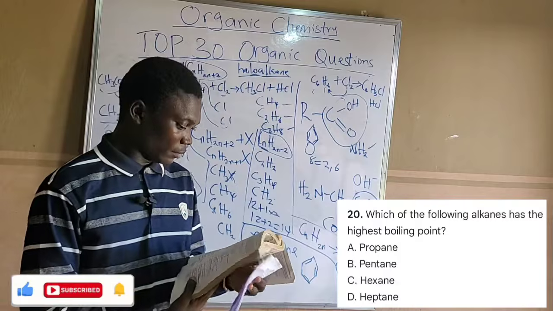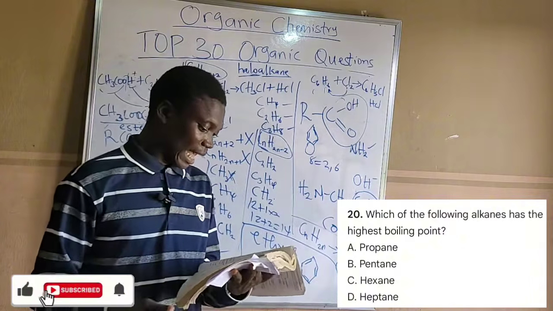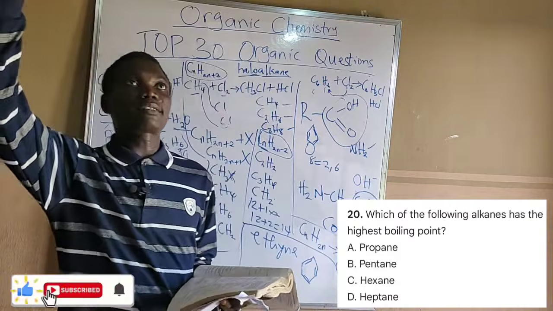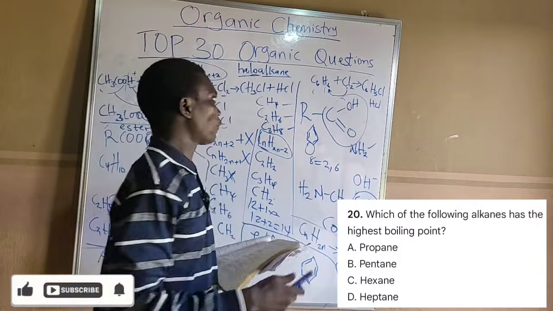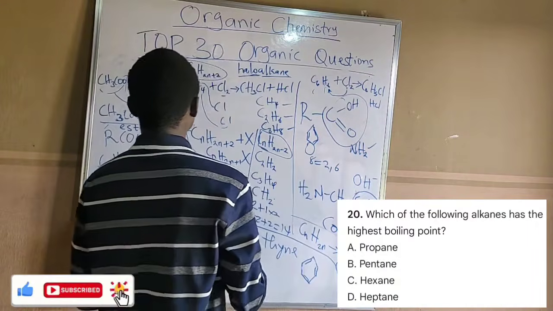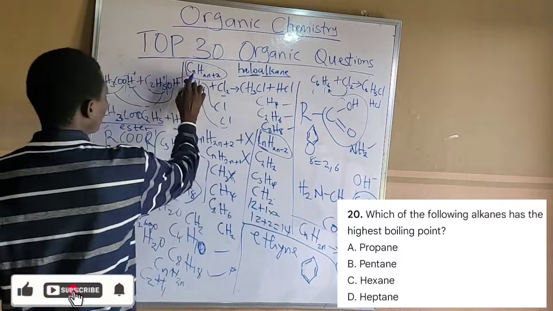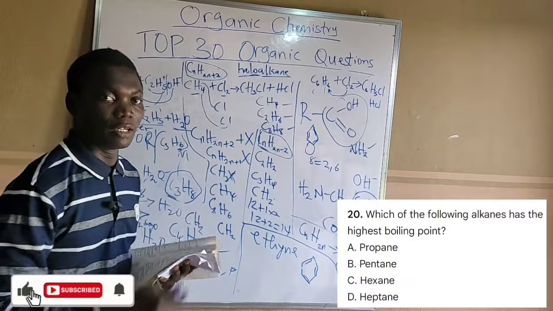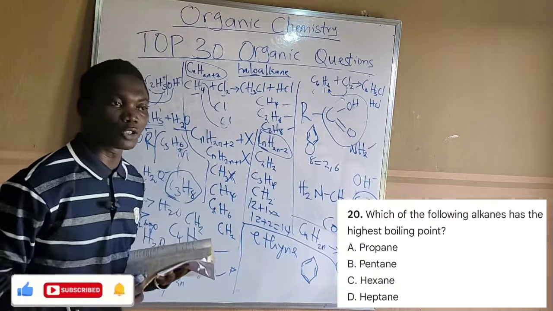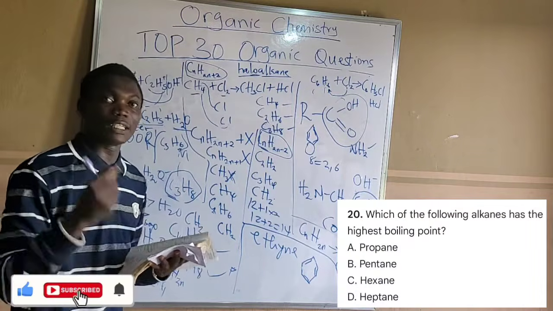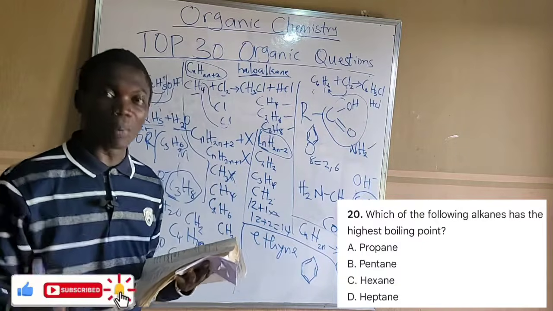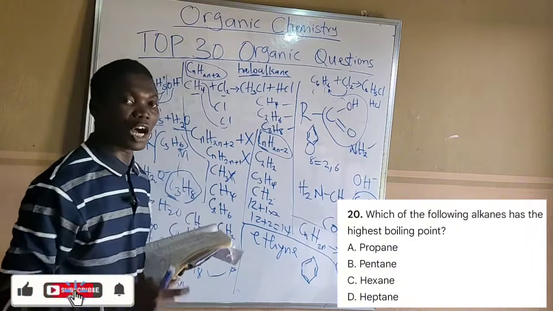Next question we have here is: which of the following alkanes has the highest boiling point? You see, one thing is that when you start going down the family of alkanes, this is the formula of alkanes. When your n is equal to 1, you have methane. When n is equal to 2, it is called ethane. When n is equal to 3, you have propane. When n is equal to 4, you have butane.